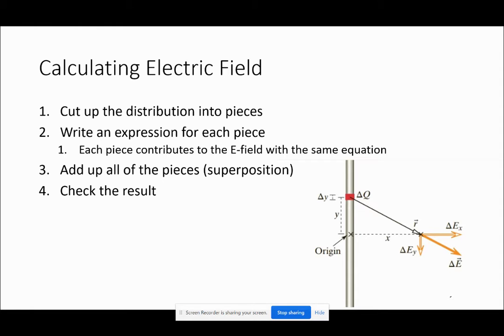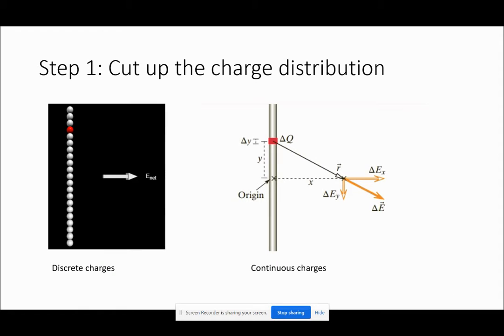So let's see how this works. The simplest one is a one-dimensional system. So say you have a thin wire that you create an excess of electrical charge. In this case, we'll say that we remove some electrons and it becomes positively charged.